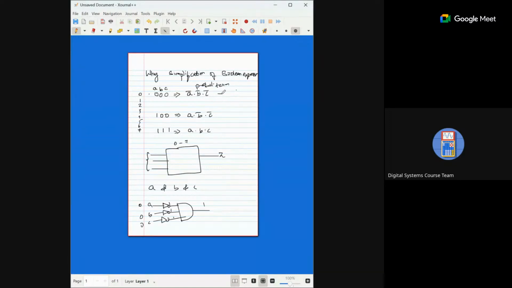I can define this product term in some way as small m0, and A bar B bar C is equal to m1, A bar B dot C bar refers to m2, A bar BC is m3, then m4, and finally it is m7. Similarly, we can have m5 and m6. Is it okay? Yes, sir.